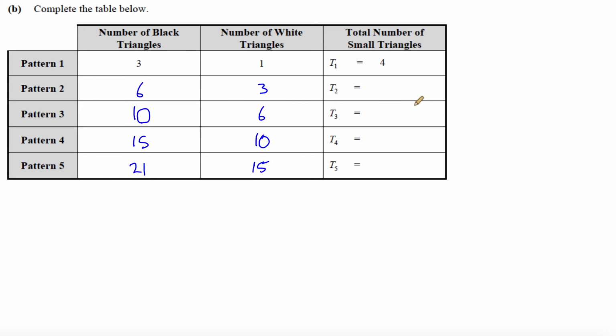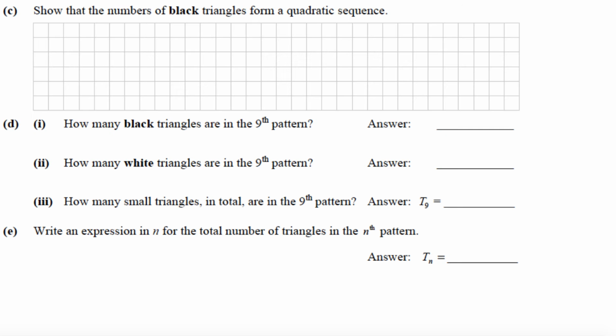And then we're going to look at our total number of small triangles. So that's the black and the white together. So when we add 3 and 1 we get 4, 6 and 3 gives us 9, 10 and 6 gives us 16, 15 and 10 gives us 25, and 21 and 15 gives us 36. So there's our table filled in with all the pattern numbers.